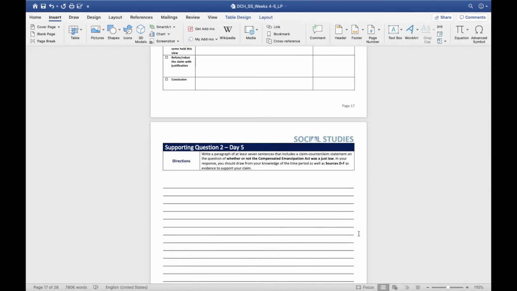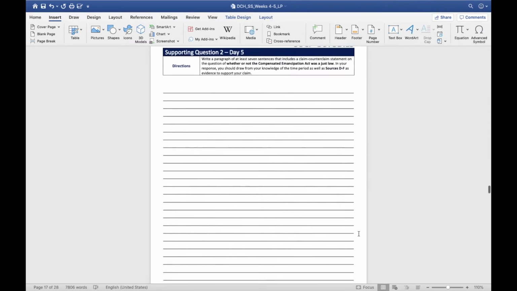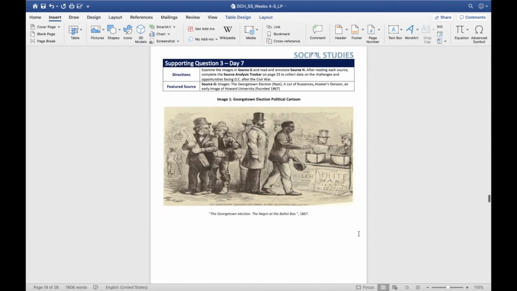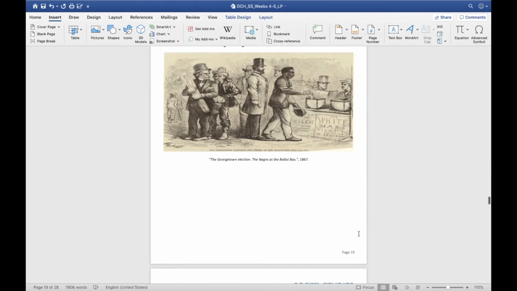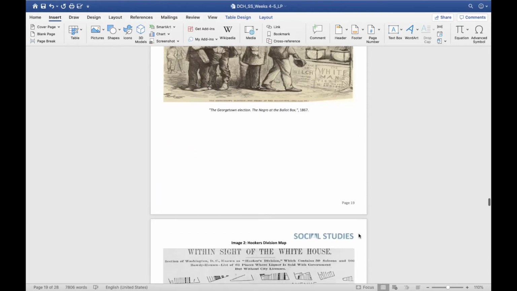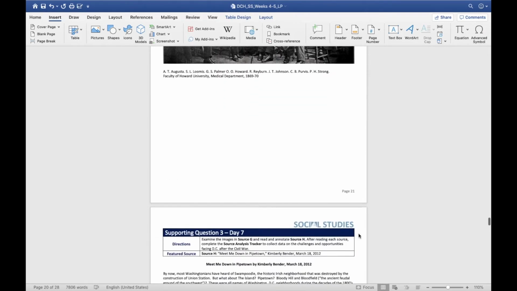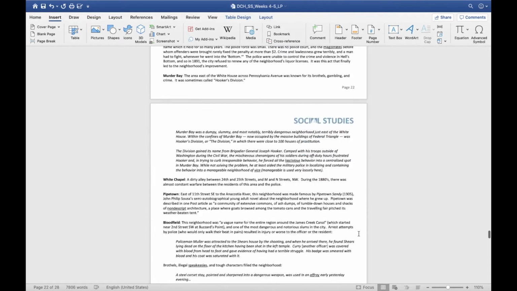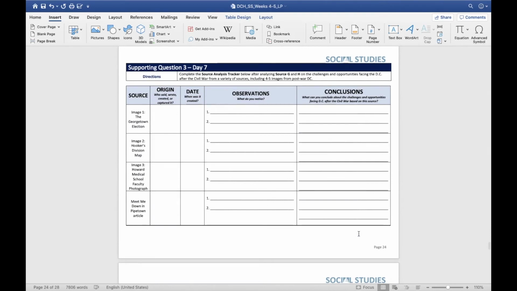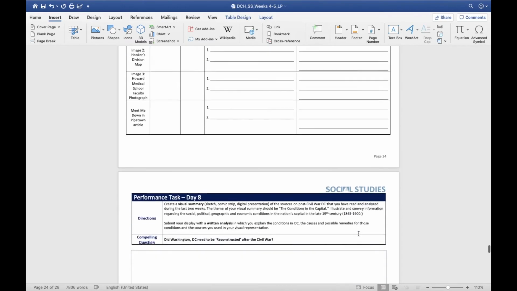Lastly, let's take a look at supporting question 3 and the task that you'll be required to complete. Supporting question 3 is, what were the causes and the effect of population growth in D.C. after the Civil War? You are going to read and annotate the images in source G and the article in source H. After each source, complete the source analysis tracker that you see here and collect data on the challenges and the opportunities facing DC after the Civil War.